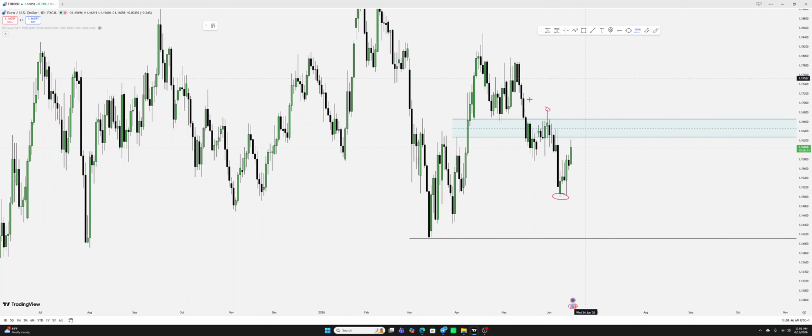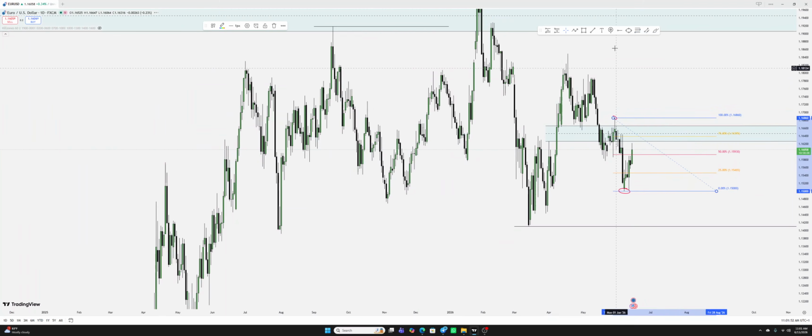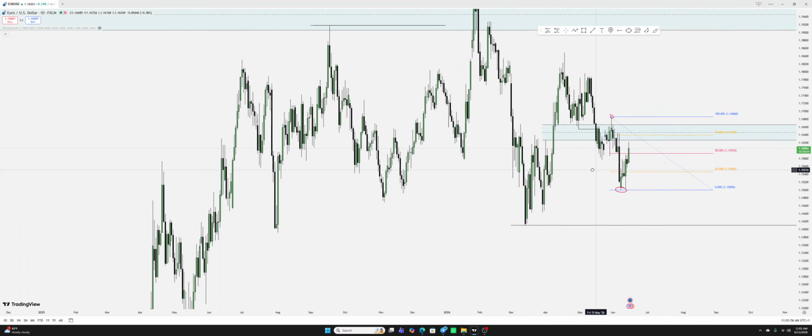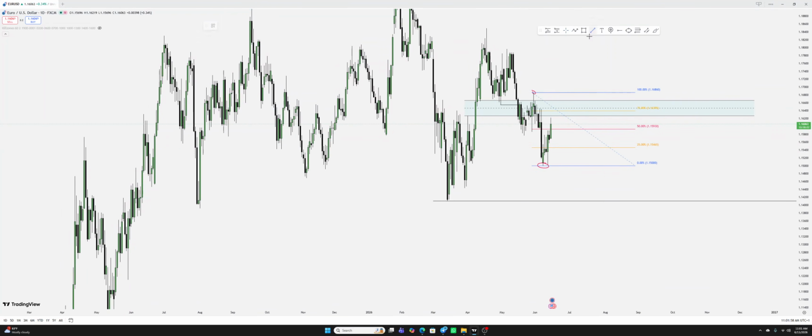So I will use my fib level. There are various ways to look at that market, right? A lot of people consider this to be a break of structure, which it truly is, and also price retraced back into this fair value gap right here. Price retraced back into this fair value gap, and then boom, we had another break of structure here.